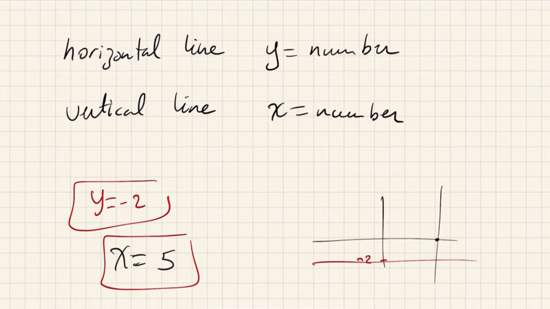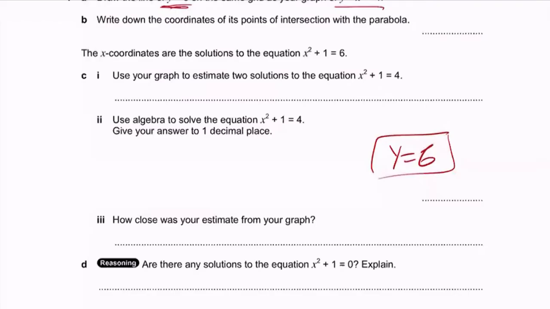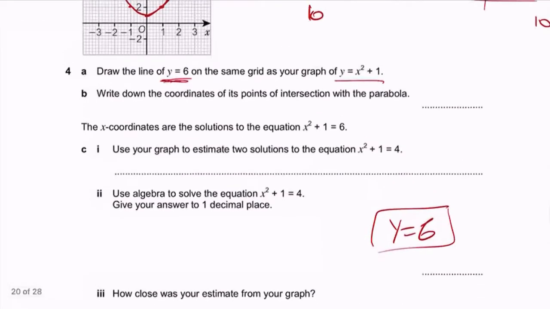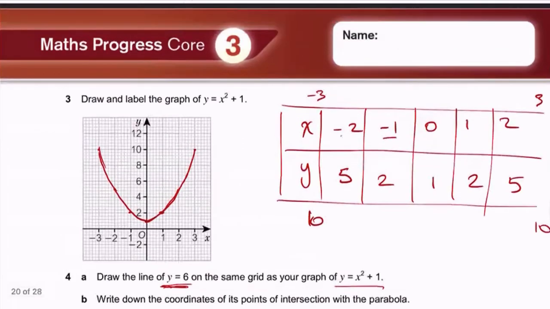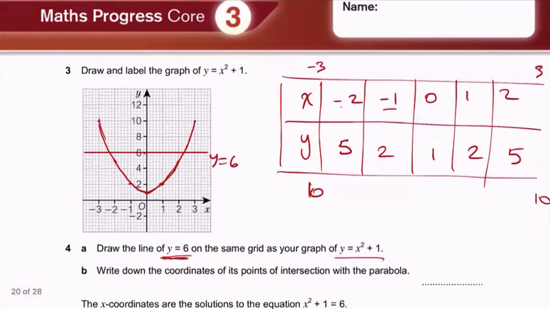Yes, sir. Okay, so let us go here and draw. Now he's asking me for y equals 6. Y equals 6 is a horizontal line at 6 on the y-axis, so I will draw this line. This is y equals 6, on the same grid. Write down the coordinates of its points of intersection with the parabola.